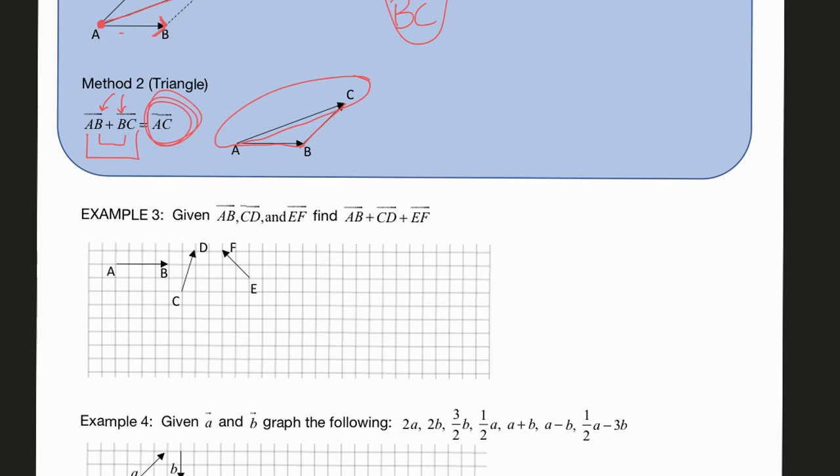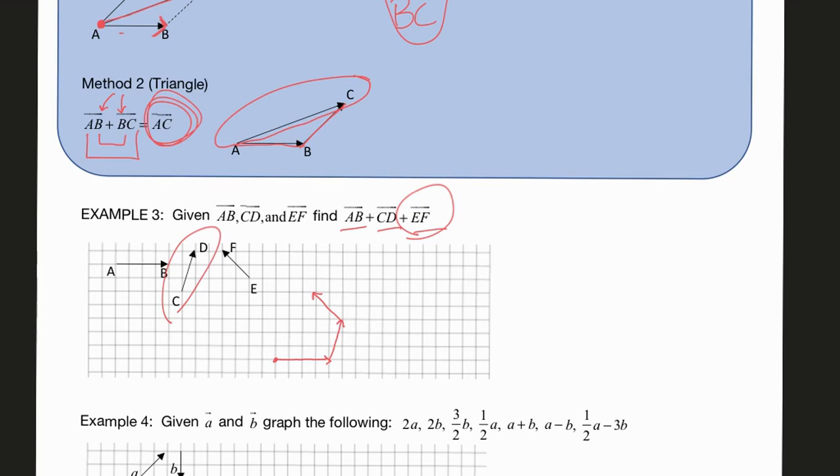On this example, I need to add AB to CD to EF. In that order, I need to draw those from head to tail. AB looks like it's 4 units to the right: 1, 2, 3, 4. That's AB. Next, I'm going to add CD, where I connect the tail to the head. So I'm going to go over 1 and up 3. It looks something like that. That would be CD. And then I have to add to that EF, which goes backwards this way, up 2 and to the left 2. So again, adding head to tail, head to tail, head to tail.